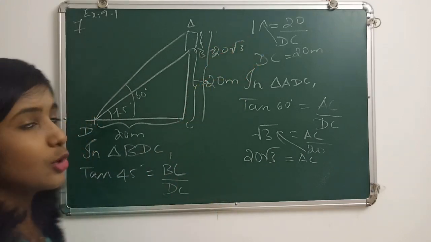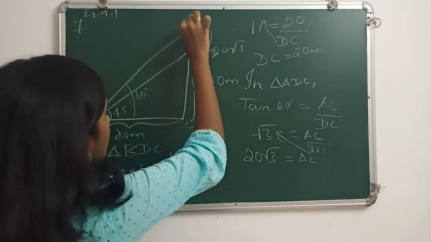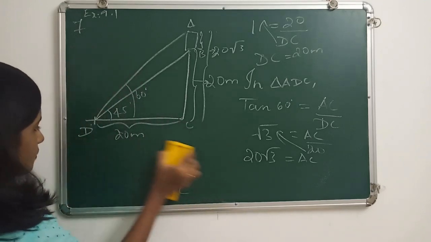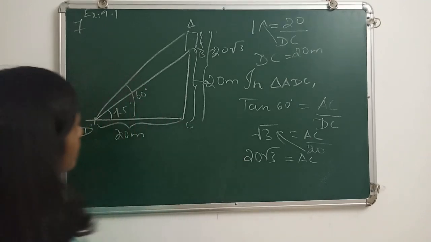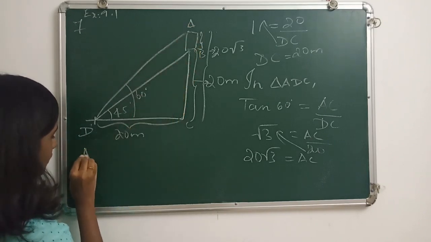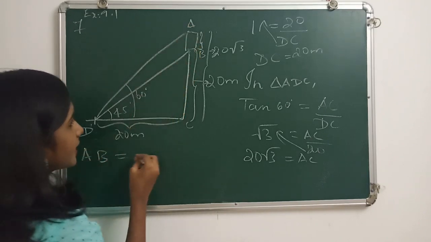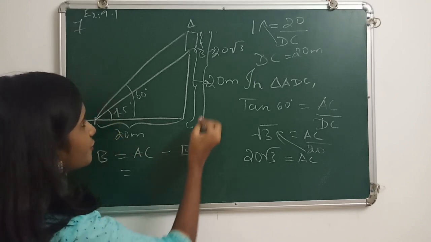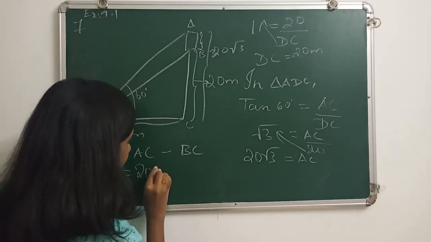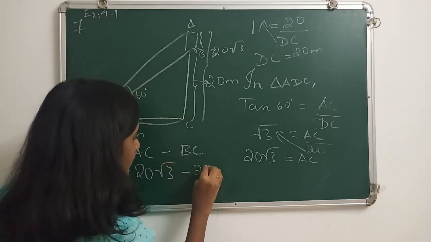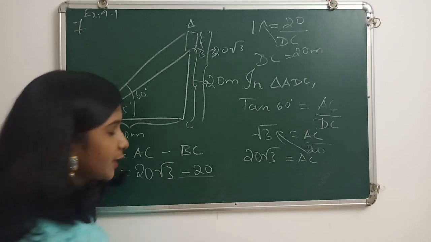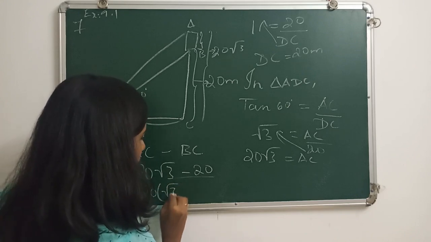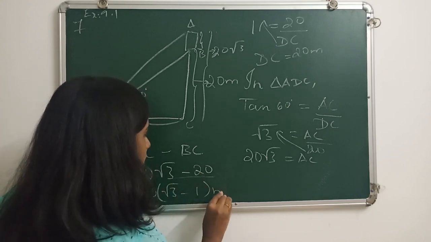Now, to find the value of AB, we subtract BC from AC. So, to find AB, we are subtracting AC and BC. Now, the value of AC is 20 root 3 minus BC is 20. Now, 20 is common here. If we take 20 common outside, we get 20 into root 3 is left out here. So, here nothing. So, minus 1. So, this is the answer.